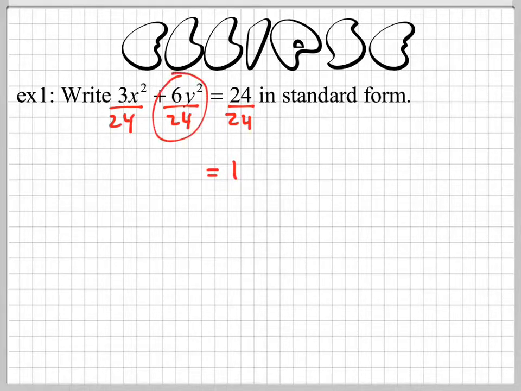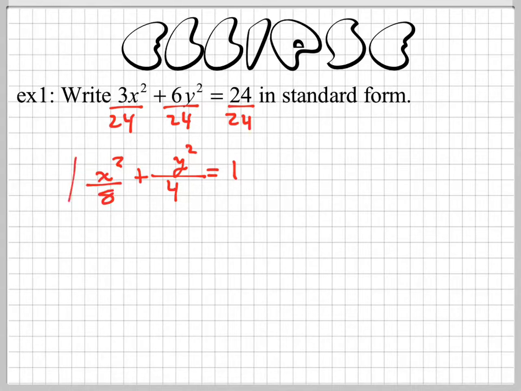And when I simplify this one, what's 6 over 24 simplified to? 1 y squared over 4. And we don't need the 1. So we just write it like that. And then plus, what's 3x squared over 24 going to simplify to? Yeah, x squared over 8. There's a 1 right there, but we don't need to write that 1. So this is the standard form equation for this ellipse. What would that be?